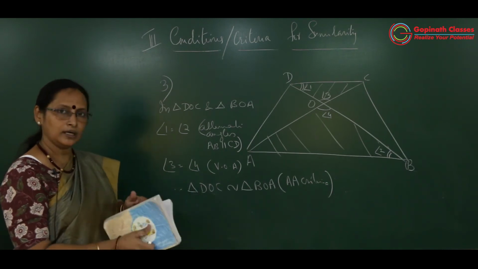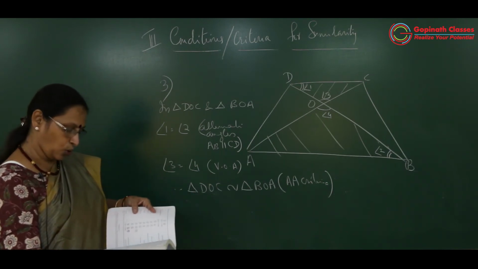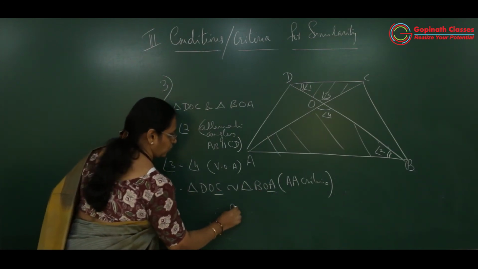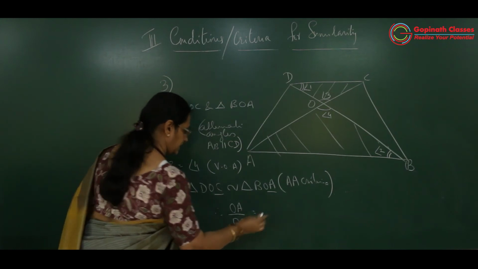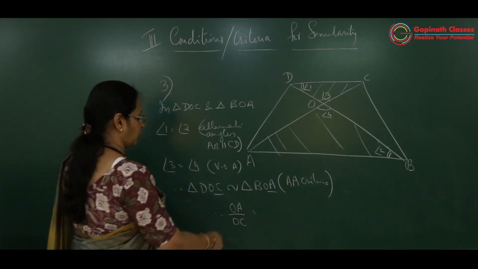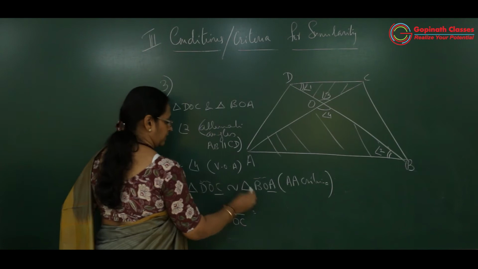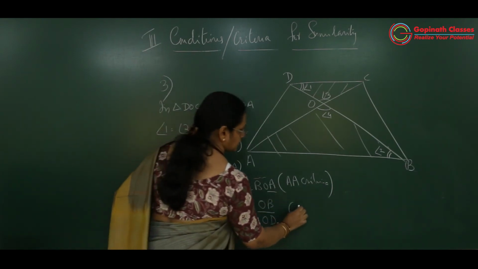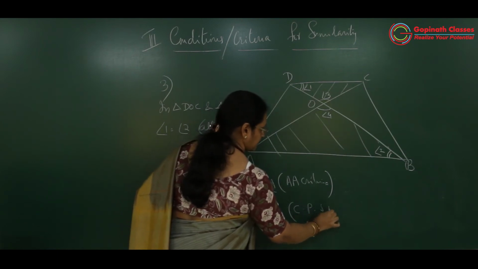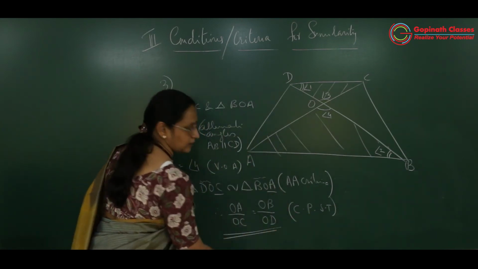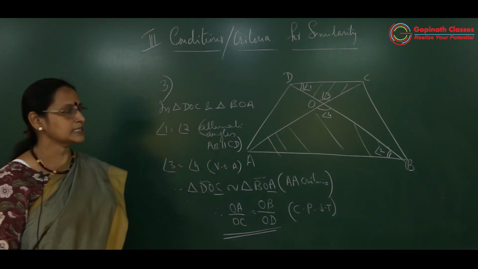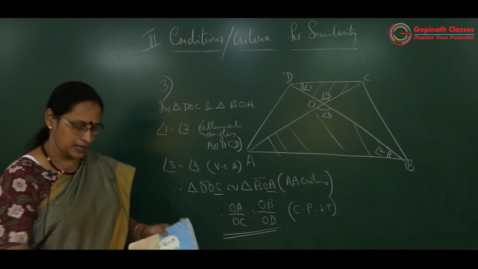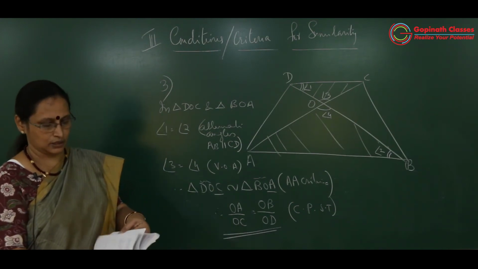Now let's go to the corresponding sides. What we want to prove? OA by OC. Look at it. Therefore, OA by OC is equal to OB upon OD. Very simple. You can write the reason: corresponding parts of similar triangles are proportional. If two triangles are similar, then the sides will be proportional and angles will be equal. So thus, the third question is done.